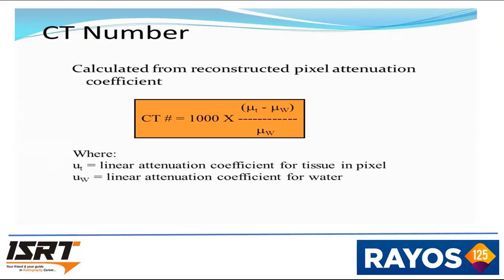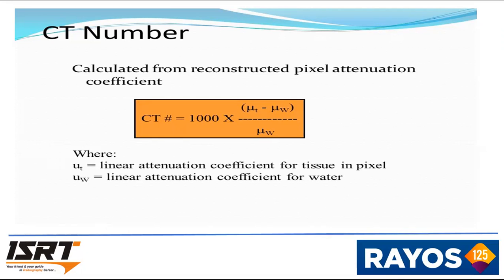This is another important factor while we are dealing with CT brain. Wherever CT is concerned, CT number is very important. CT number is a dimensionless unit. The CT numbers are calculated from linear attenuation coefficient values for each individual tissue or cell. Each elemental region of the CT image is expressed in Hounsfield units corresponding to the X-ray attenuation. It is calculated from the reconstructed pixel attenuation coefficient. CT number is equal to 1000 into (mu t minus mu w) divided by mu w, where mu t is the linear attenuation coefficient for tissue in the pixel and mu w is the linear attenuation coefficient of water.